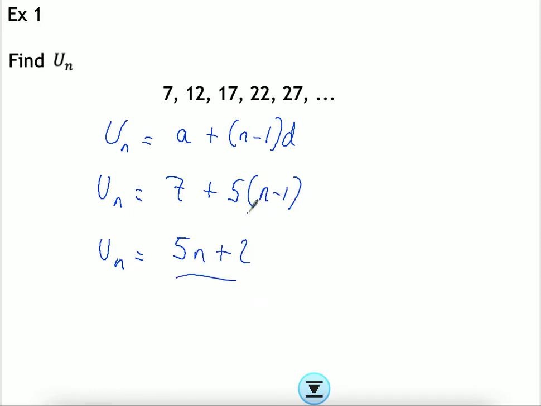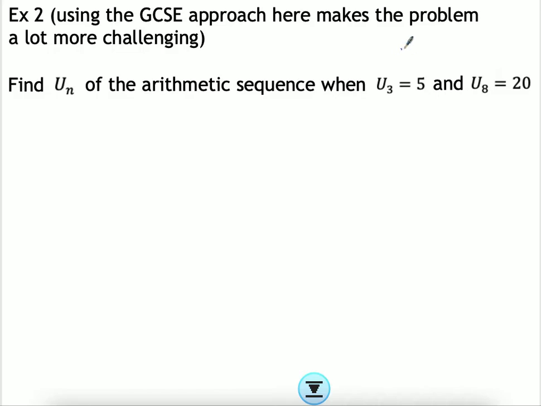Now you might be thinking, well, what's the point of that then? Why can't we just use the easy approach? Well, if we look at this second example, it is a lot more challenging if we use the GCSE approach. So we've been told the third term is 5 and the 8th term is 20, and we've been asked to find the nth term. The only good thing is we've been told it's arithmetic.